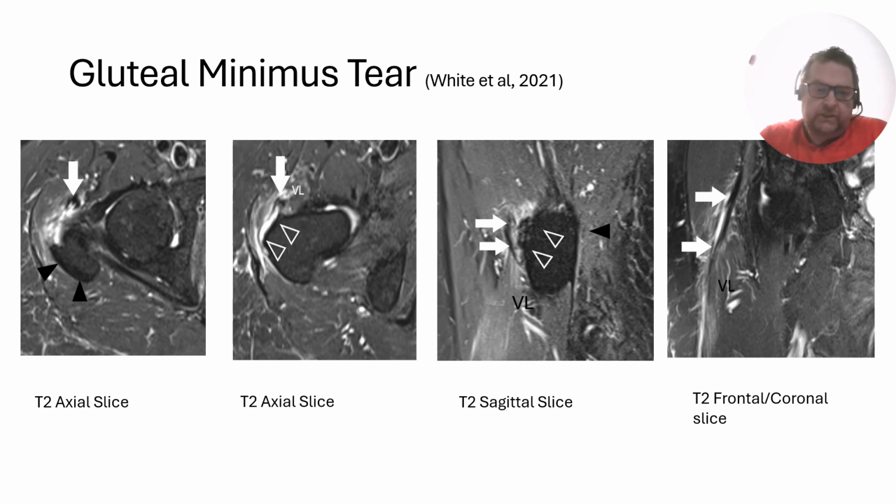This next slide shows gluteal minimus tears. The first two images are axial T2, and you can see the signal changes here. The next one is a T2 sagittal slice. The white arrows are the glute min, the black arrow is the glute med, and then we've got a frontal T2 slice, and the white arrows show the tendon signal changes in the gluteal minimus.